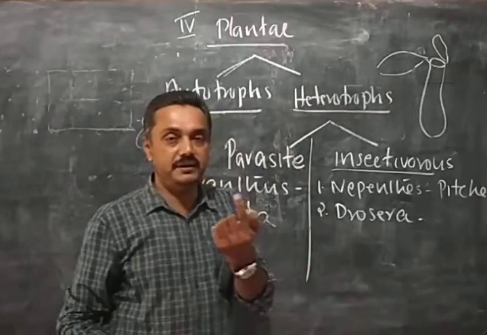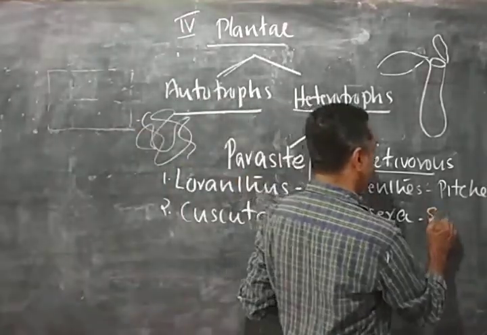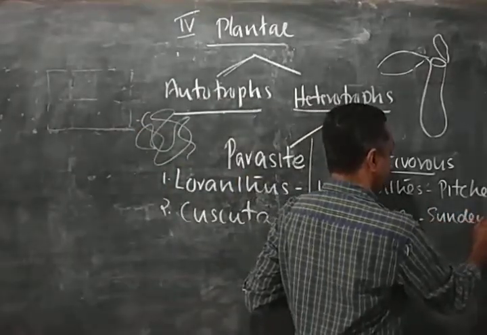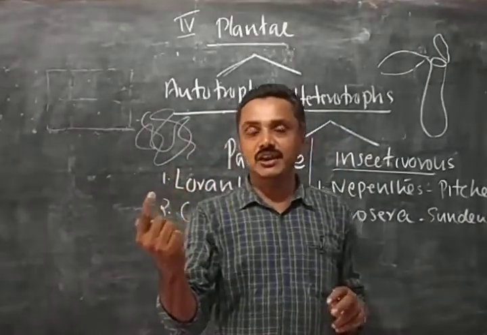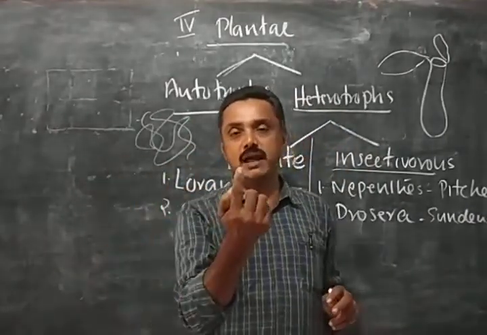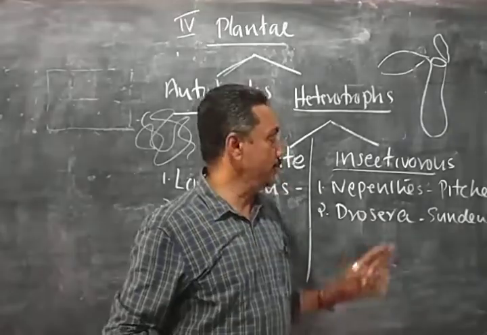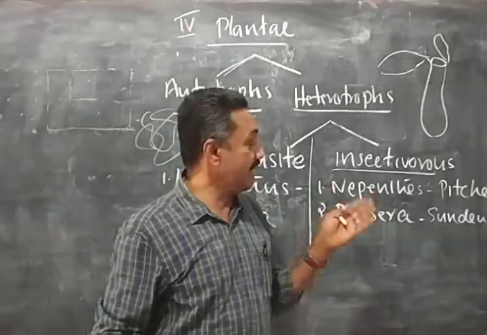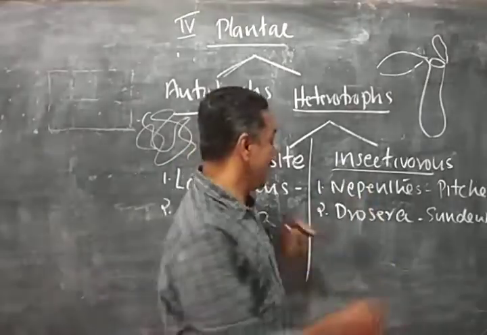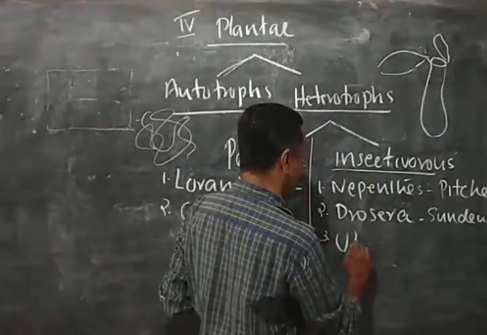Drosera, a small plant. That plant is called the sundew plant. It is a small plant growing in the rainy season, on rocky areas. The hair-like structures are on that sundew plant. Like that, Drosera, Nepenthes, there is an aquatic plant called Utricularia.